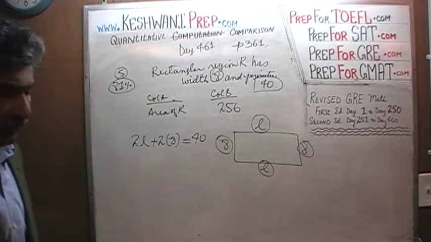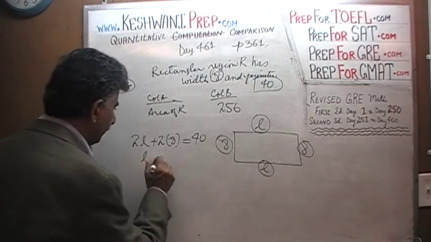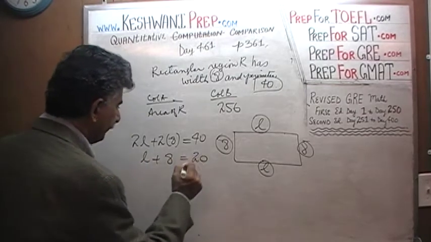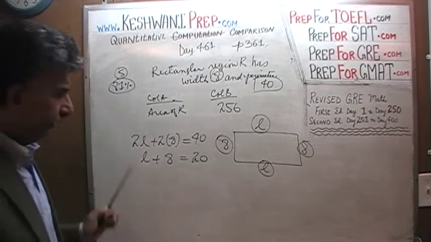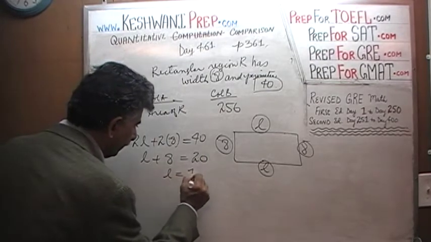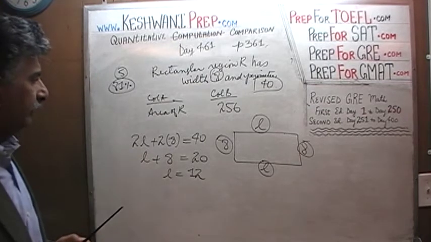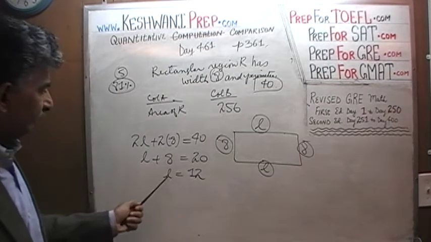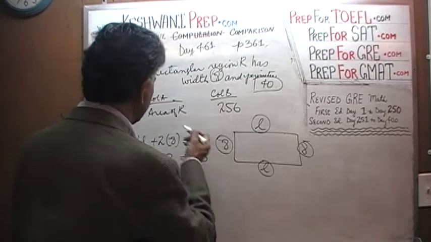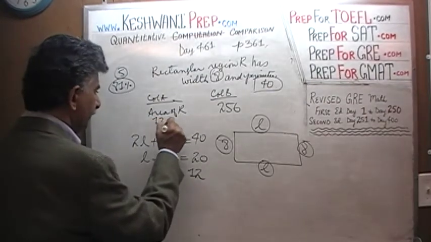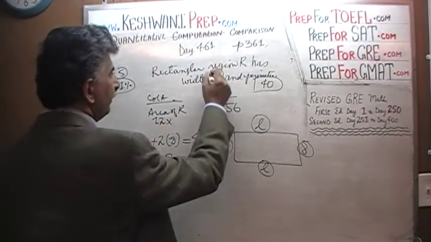Let's divide the entire equation by 2. So we end up with L plus 8 equals 20. Well, if L plus 8 equals 20, then L must be 12. I left no room at all to put anything here, so I'm going to have to squeeze it in there. That's it, L equals 12. So the area of this rectangle is 12, which is the length, times the width, which is 8.